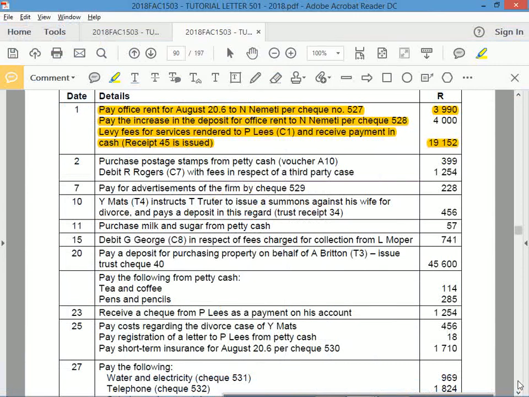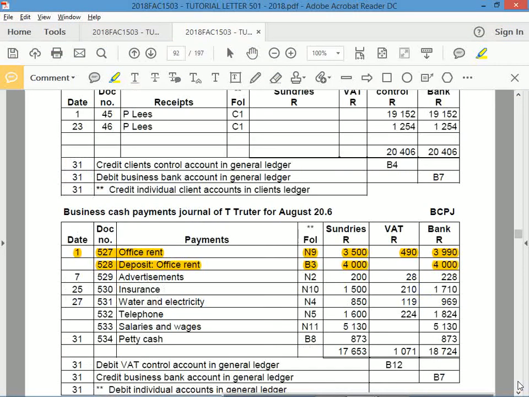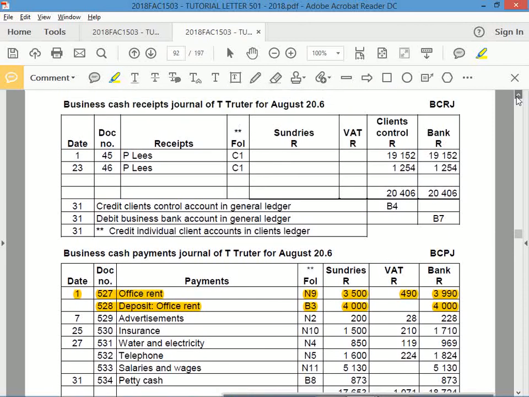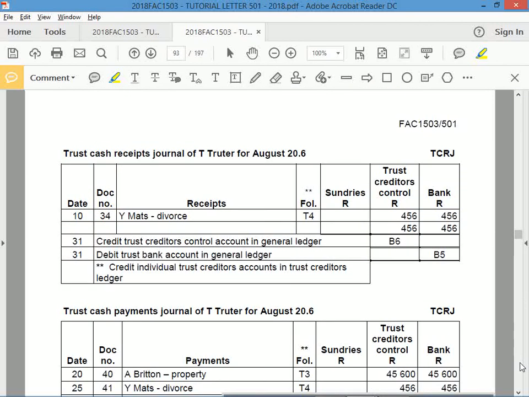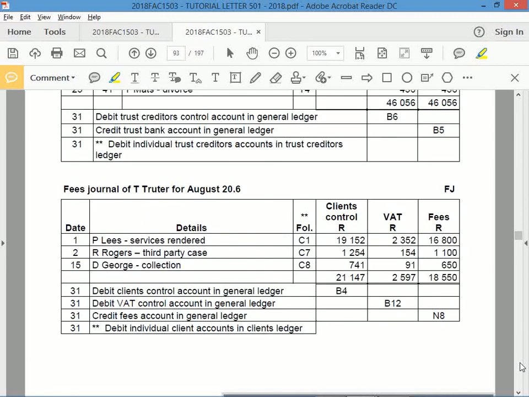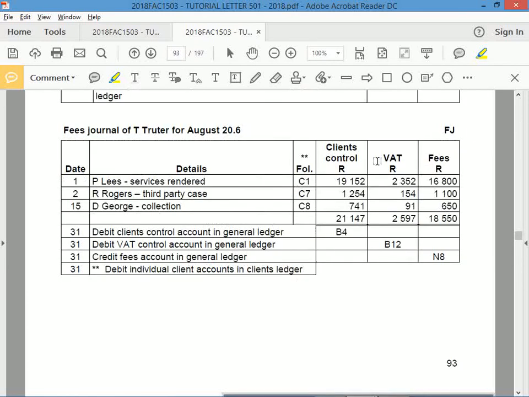Let's go and check that one. Okay, let's see. Where's the fees journal? Business cash receipts. Trust cash receipts. There it is. I went past it. Fees journal. This is it. Okay, I see they've also included the first one there as well, for the services rendered in the fees journal. To me that's not a fee. Well, actually it could be. It could be a fee actually, because let's go back and read it.